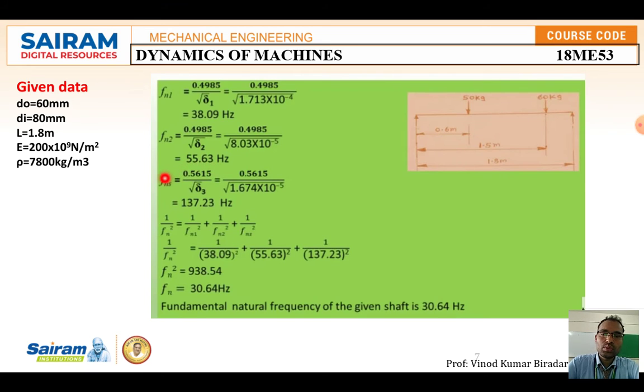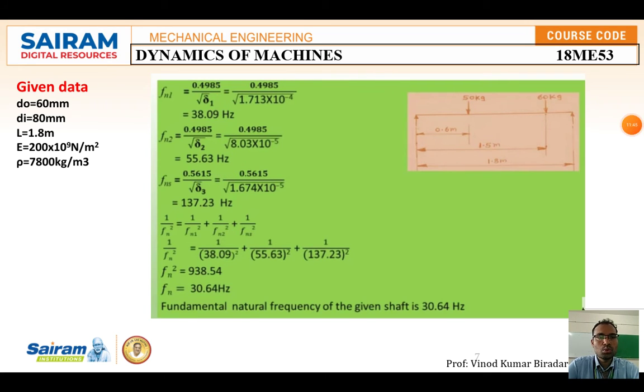The last one is to find the natural frequency of the self weight, that is the uniformly distributed load. f of ns is equal to, the formula is what? 0.5615 whole divided by square root of delta 3. If you substitute the delta 3 value, you are going to get f of self weight natural frequency is equal to 137.23 hertz.